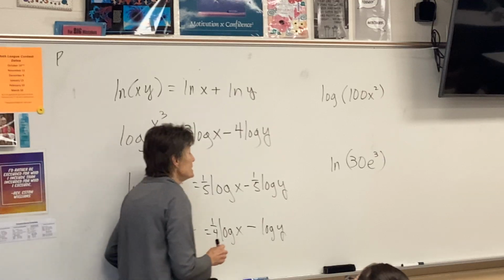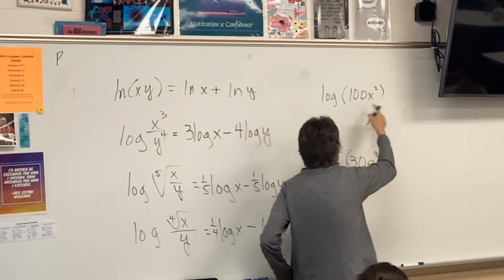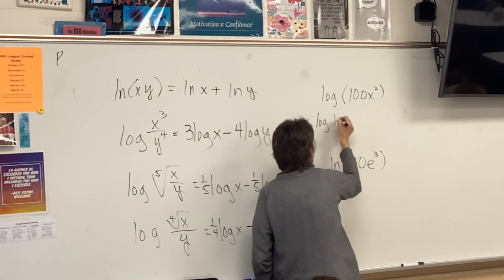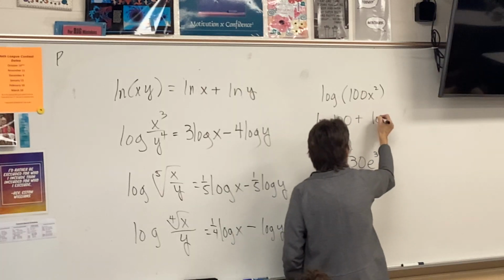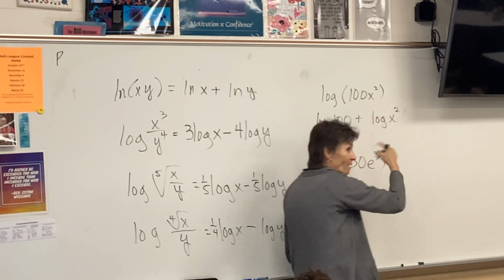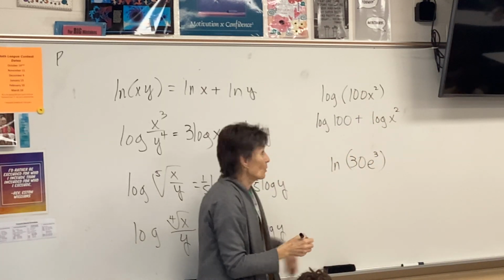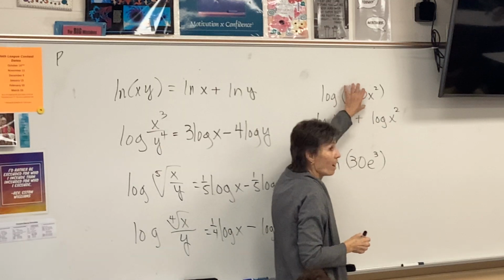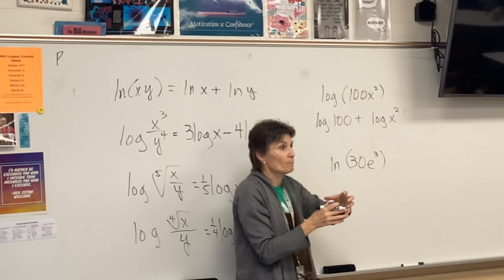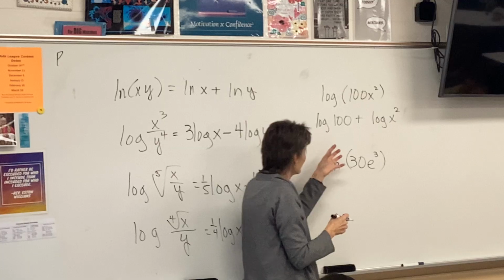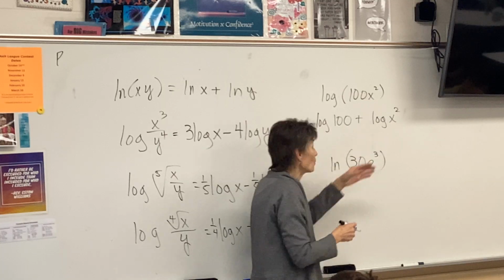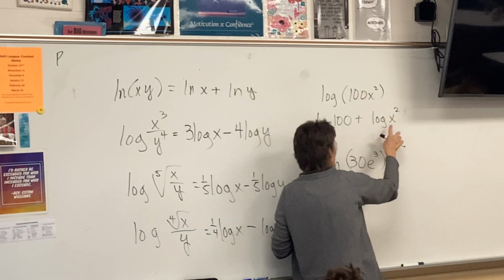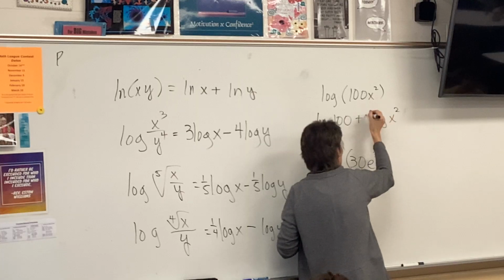Numbers are not treated any differently. This is gonna be the log of 100 plus the log of x squared. That will be my first step. So I know that's not a y, but you treat it like a y. It's a separate piece of the problem. So the log of 100 plus the log of x squared, and what could I do with that? 2 log x.